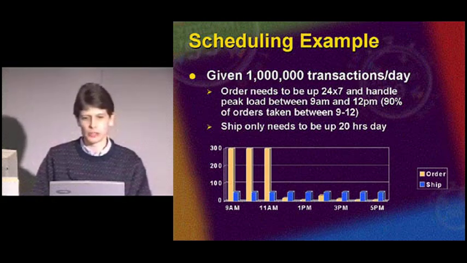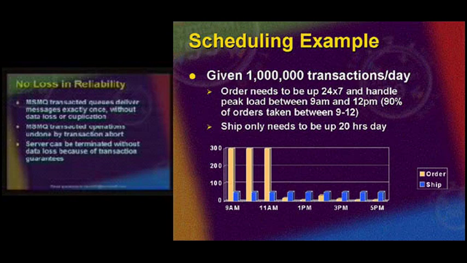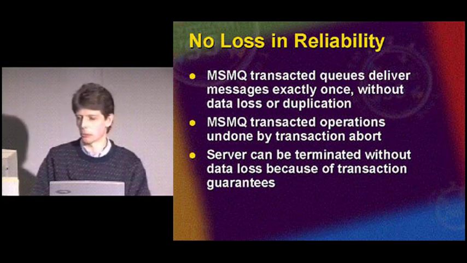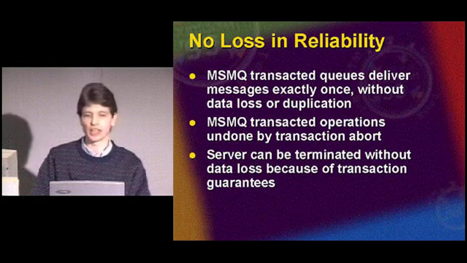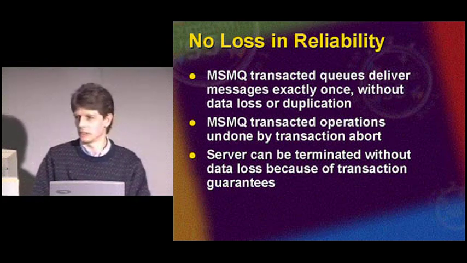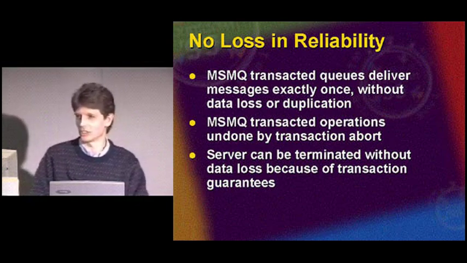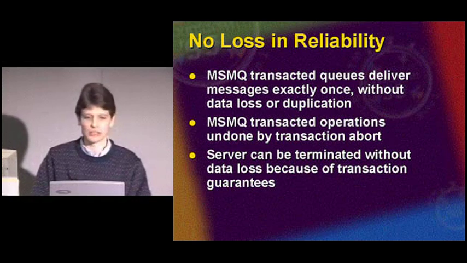Well, now that we have actually split the application into multiple pieces, we need to be sure that we get the same reliability characteristics as a single transaction. And using message queuing, we get no loss in reliability. All the queues used to transfer data are transactional, so MSMQ transacted queues are guaranteed to deliver messages exactly once and with no data loss or duplication. So we can guarantee that if we put a message in a queue at the client, it will appear at the server at some point.